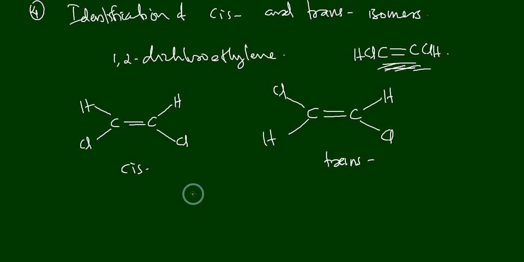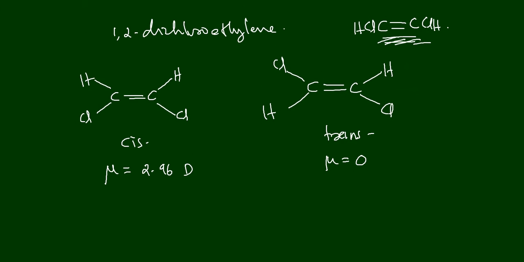To find out, we can measure its dipole moment. If you measure the dipole moment of the cis isomer, we can see that the dipole moment is 2.96 D, a non-zero value. And if we measure the dipole moment of the trans isomer, we will see that it is zero.